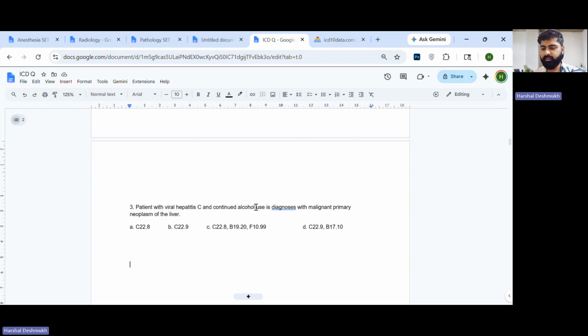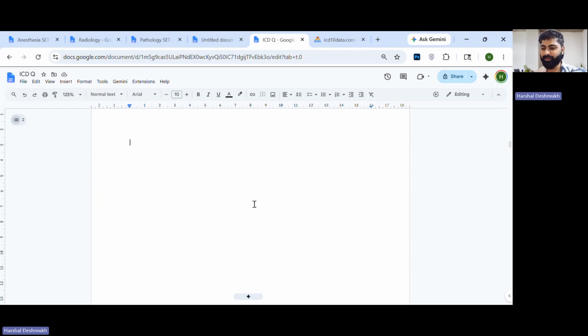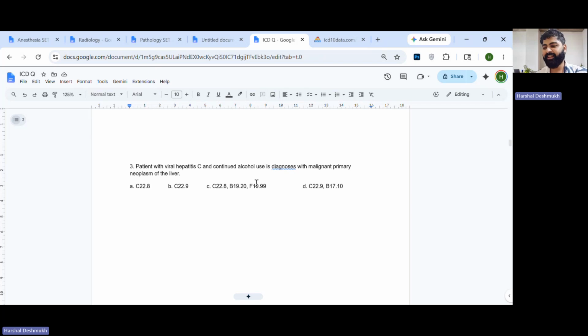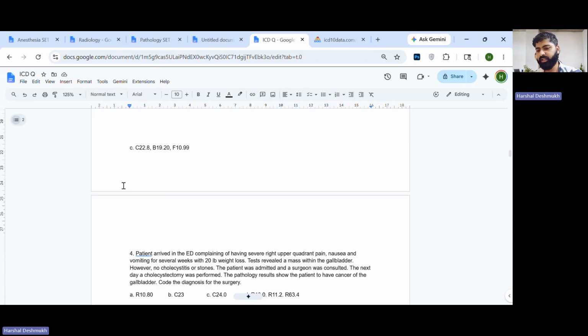All right, the answer to this question is option C, obviously. You'll have three conditions here: viral hepatitis C, alcohol use, and the one being diagnosed right now, malignant primary neoplasm of the liver. So you'll have the sequence as mentioned here. Since he's diagnosed with cancer here, the cancer code will be sequenced first. Moving on to the next question.